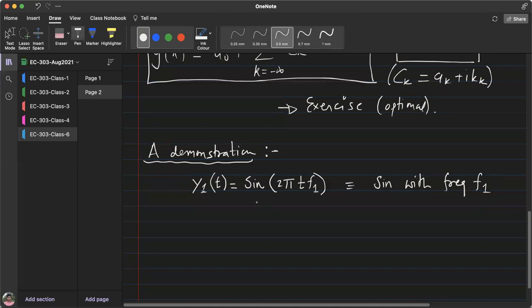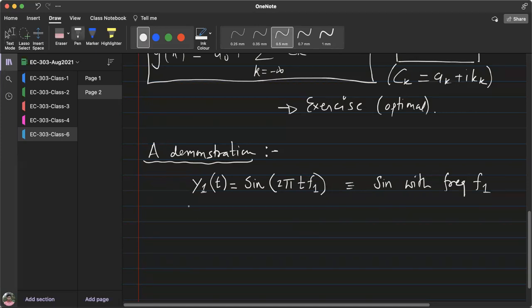Okay, so what this basically means is that in 1 time unit there will be f1 cycles. Is that clear to everyone? F1 cycles of sine. So in the simplest case, f1 is equal to 1. In one time unit there will be one complete period of sine. If f1 was 2, there would be 2 cycles of sine wave in 1 time unit, and so on. If f1 was 100, there would be 100 cycles of sine in 1 time unit.